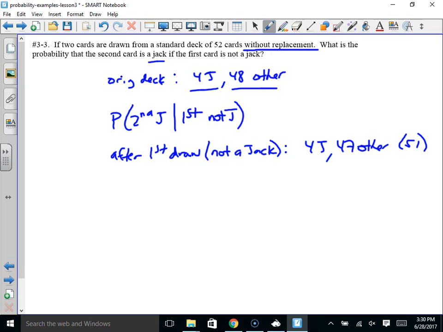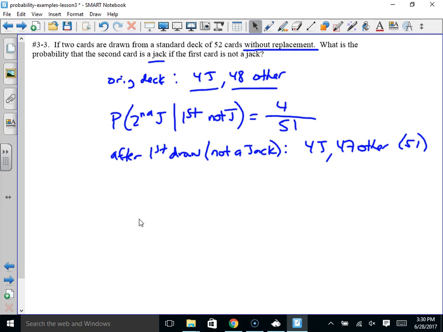So I think that means the probability that we get a second jack given the first was not a jack is, well, the deck has 51 cards to draw out of at this point, right? And how many of those are jacks? All 4 of them are still in the deck. So it would be 4 out of the 51 cards.